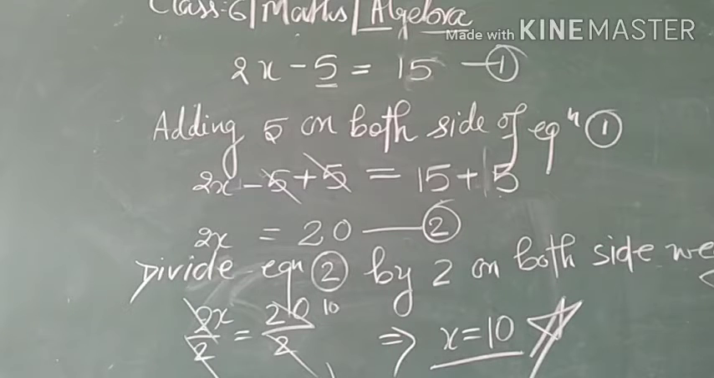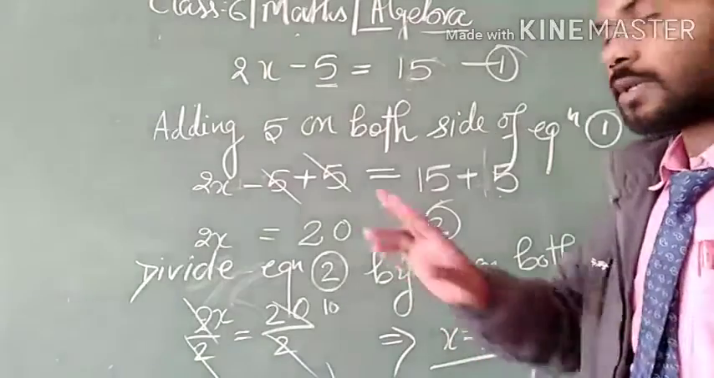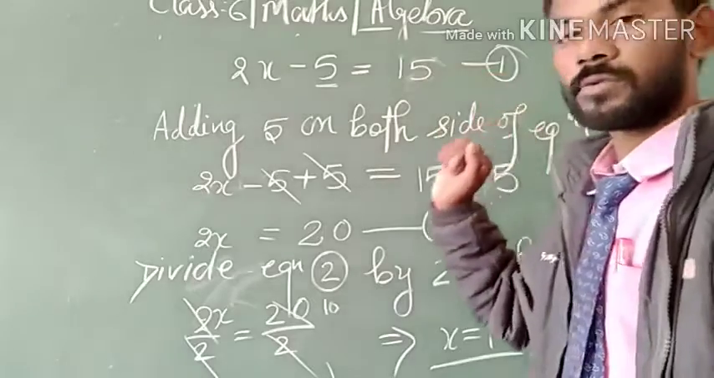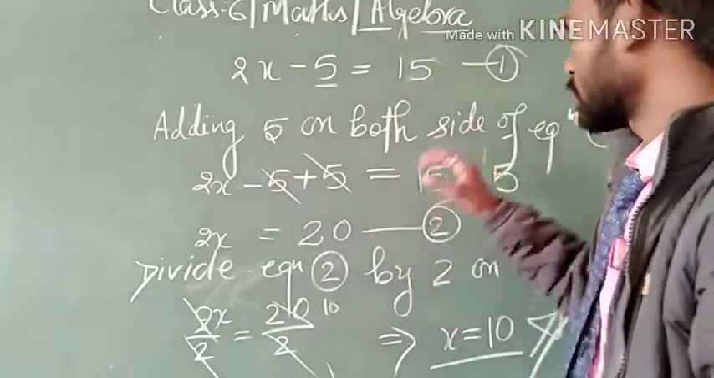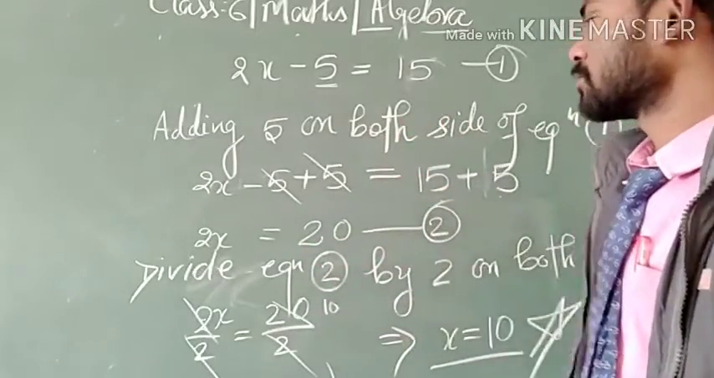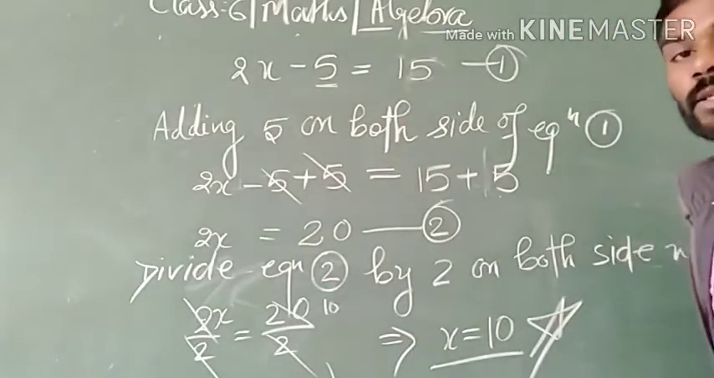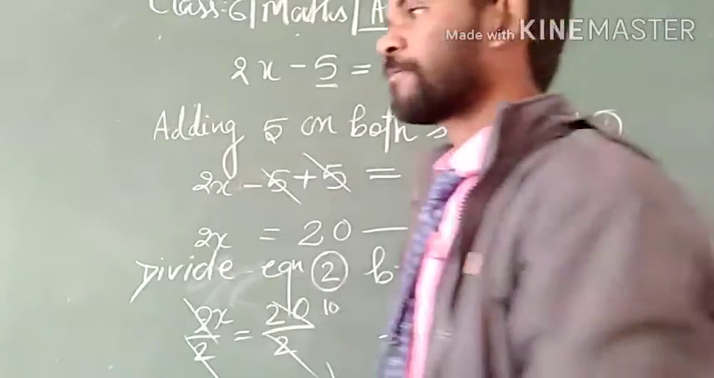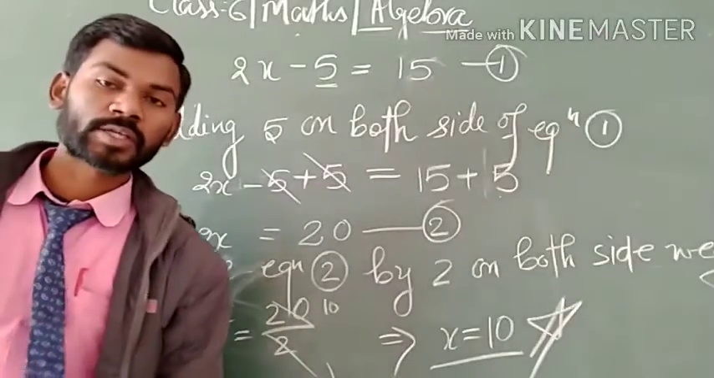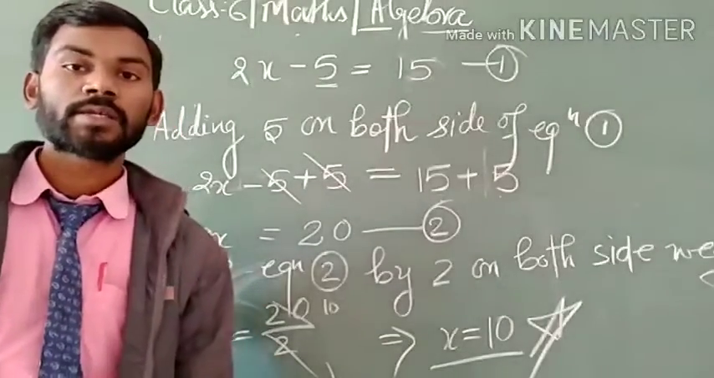Okay students, I hope the solution has been clear to everyone. Let us see the solution one more time. Here the given question is 2x minus 5 is equal to 15. Suppose that this is the equation 1. In this equation we can see that in the left hand side the variable has two constants combined with it.